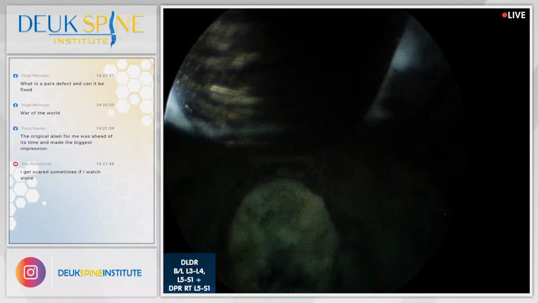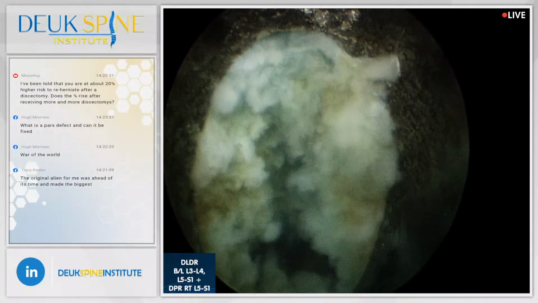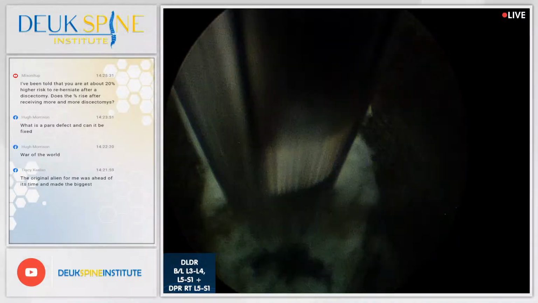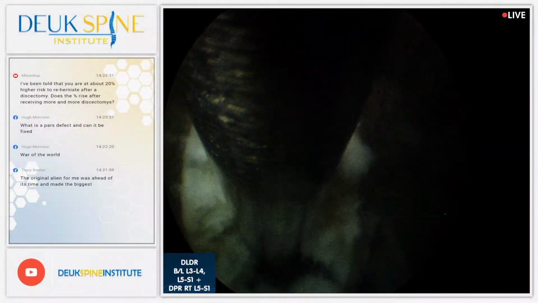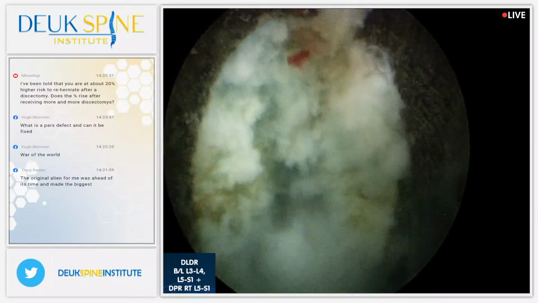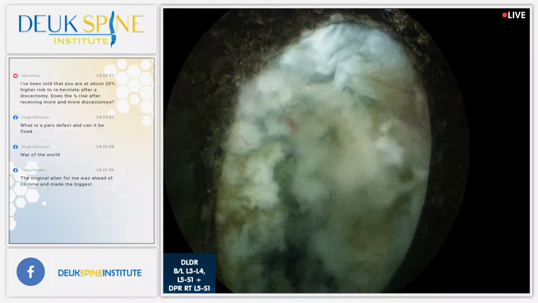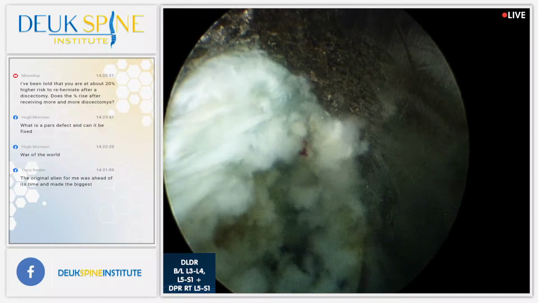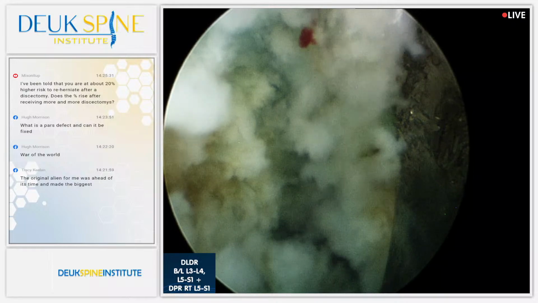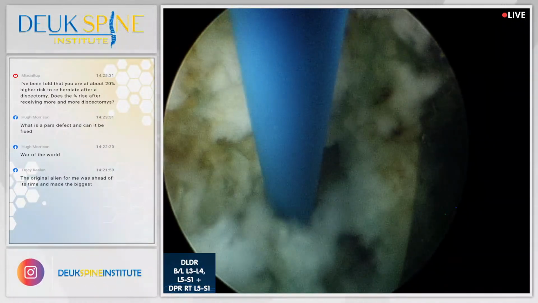Yeah, great question, Hugh. So the pars is a piece of bone located in the spine, and it connects, without getting too technical with you, the superior articular process or pedicle to the inferior articular process of the vertebrae. And it acts as a kind of connecting piece. A defect is where it's no longer intact.